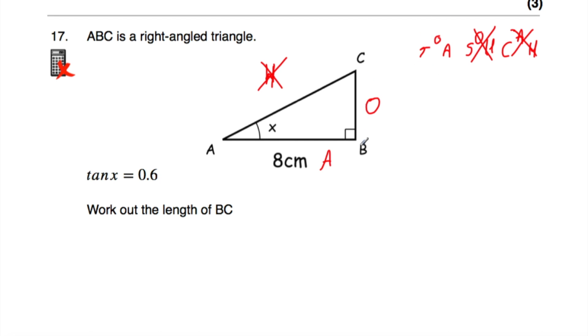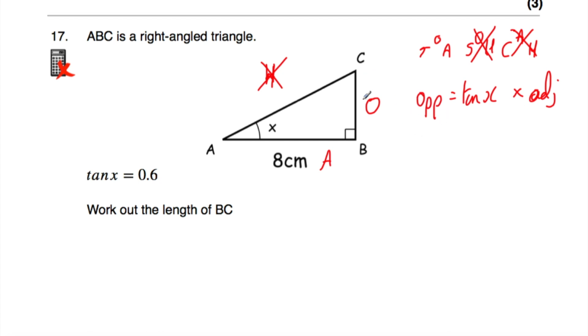Now we want to work out the length of the opposite. We're trying to find BC, so we're trying to find the opposite. So if we cover up O, that's equal to the tan of the angle multiplied by the adjacent. So let's write that down. The opposite is equal to the tan of the angle multiplied by the adjacent, just multiplying those together. Now, let's substitute in our values.